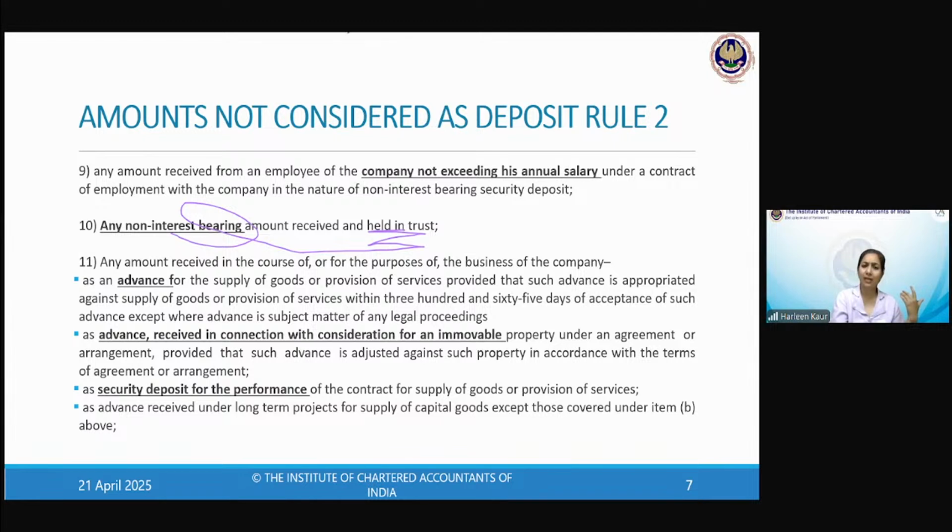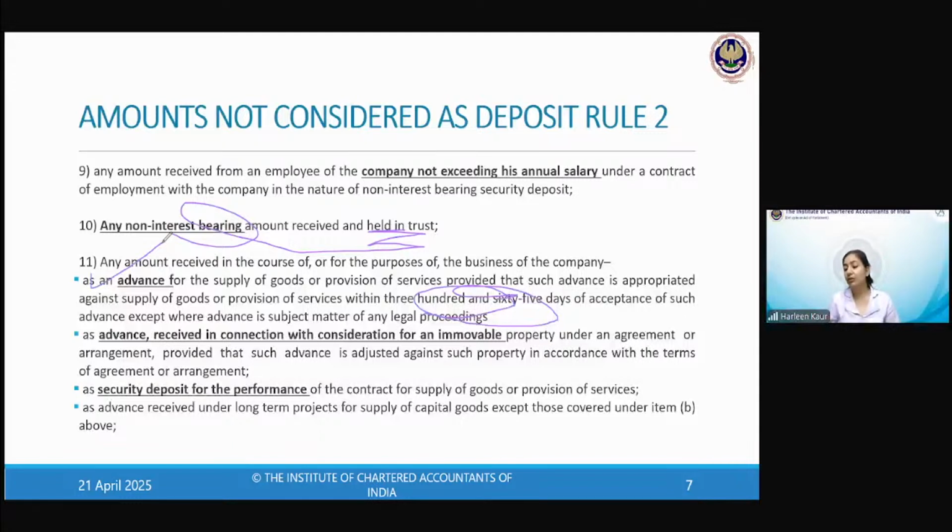This kind of transaction happens in the ordinary course of business, yes or no? Have you often heard about this? Remember Soga? So many times we used to discuss these things. Advance is given, other money is paid later on. And it happens, right? So if any amount is given as an advance, where the goods are to be supplied later on, and if such goods are supplied within 365 days, then this amount will not be considered as deposit.